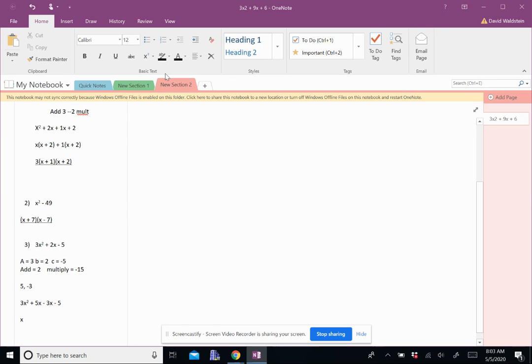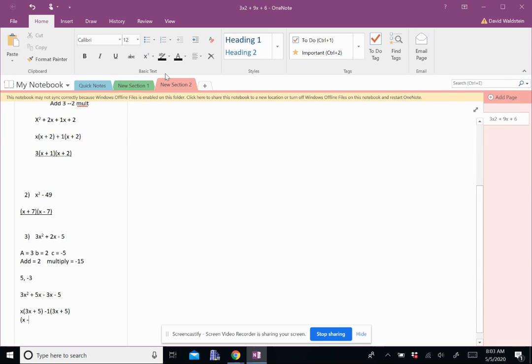GCF of the first 2 is just x, which leaves us with 3x plus 5. GCF of the second 2, there really isn't one, but they're both negative. So I'm going to take out a -1. I'm left with 3x plus 5. Put the outsides together as your first parenthesis, the insides your second parenthesis, and then we're done. Boom! All right.